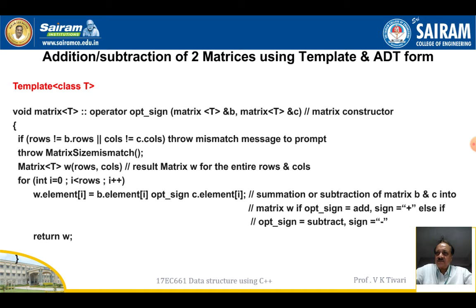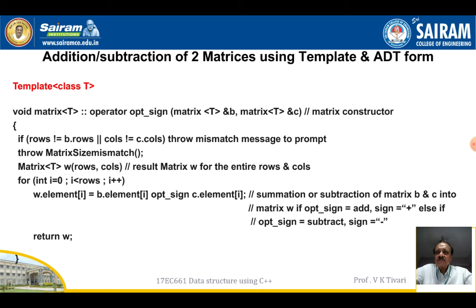Template class T. We have to define void matrix<T> constructor. The symbol :: we are using for the constructor. Operator sign in brackets: matrix<T>& B, matrix<T>& C. This is nothing but we are defining the matrix constructor.